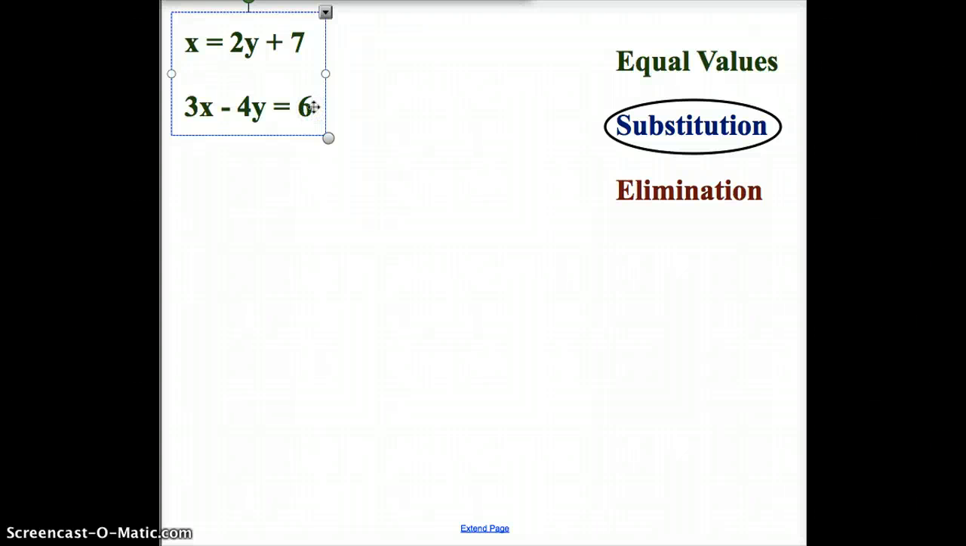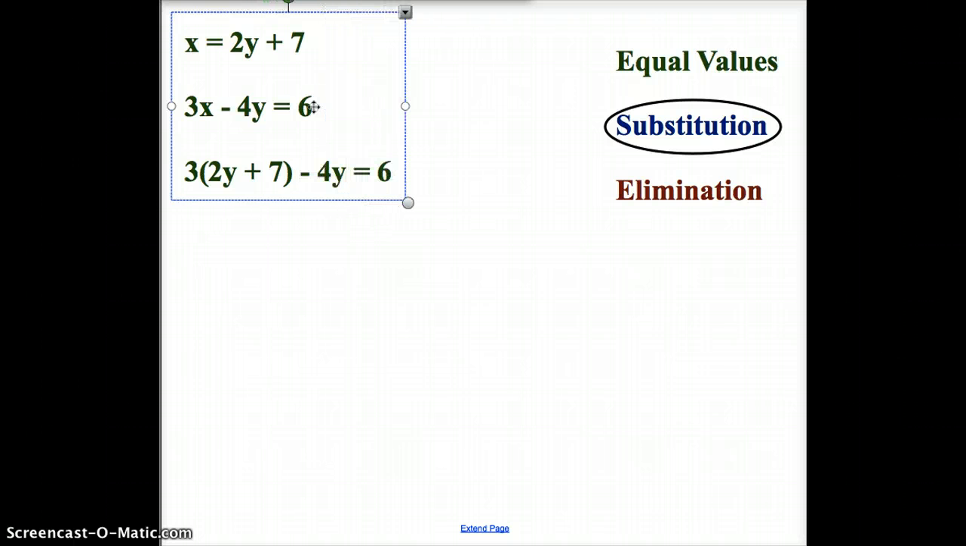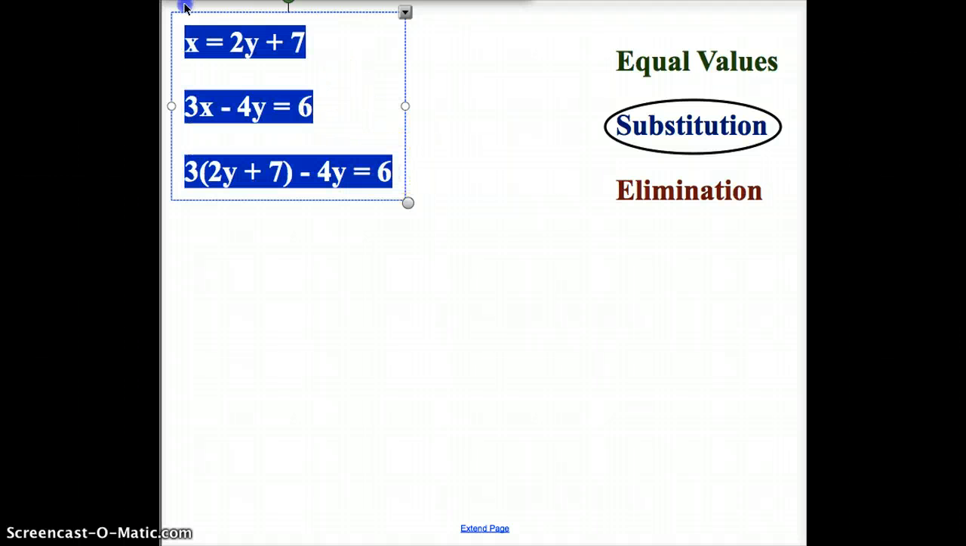Why is that so easy? Well, because if you do that, you simply take the bottom equation and rewrite it: 3 times the sum of what we know x to equal, which comes from the equation above, 2y plus 7. And then we finish the rest of the bottom equation, minus 4y equals 6. Now you just distribute, combine your like terms on the left side, and solve for y. So anytime you have a single variable up here, I think substitution is the easiest method. Hopefully that makes sense to you.